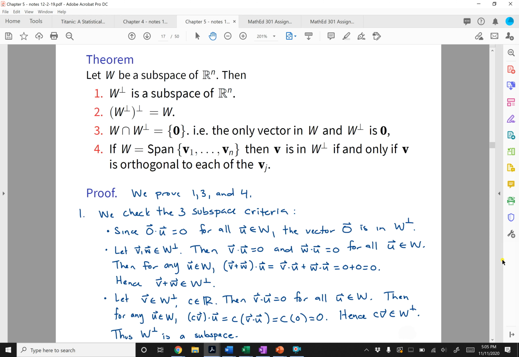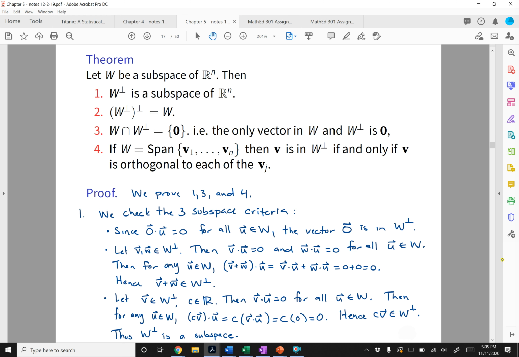So here are a few things about orthogonal complements. If W is a subspace, then the orthogonal complement is also a subspace. It has the 0 vector, because the 0 vector is orthogonal to everything. What are other things we need for a subspace? If you take two vectors that are orthogonal to W and add them together, they will still be orthogonal to W. It'll create a vector that's orthogonal to W.